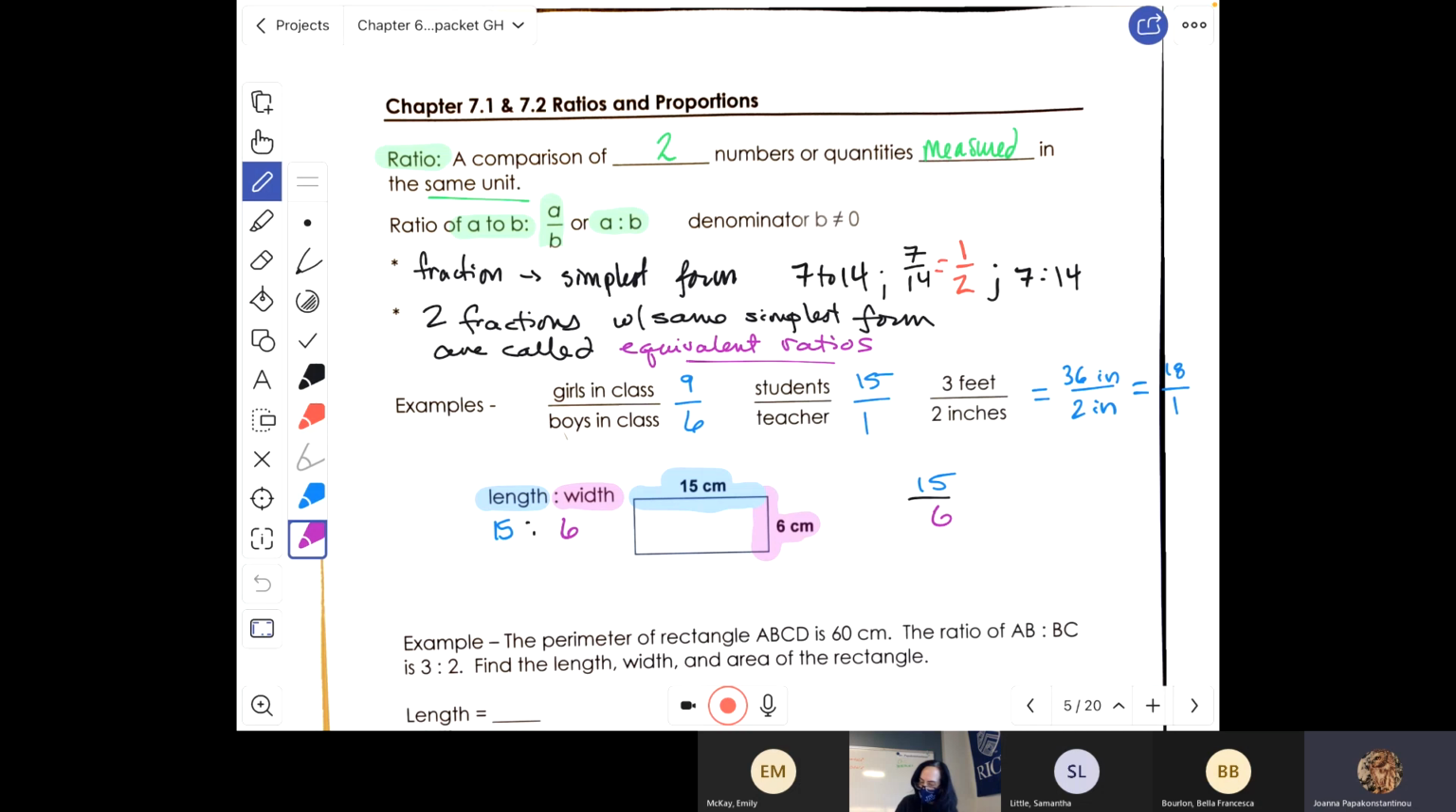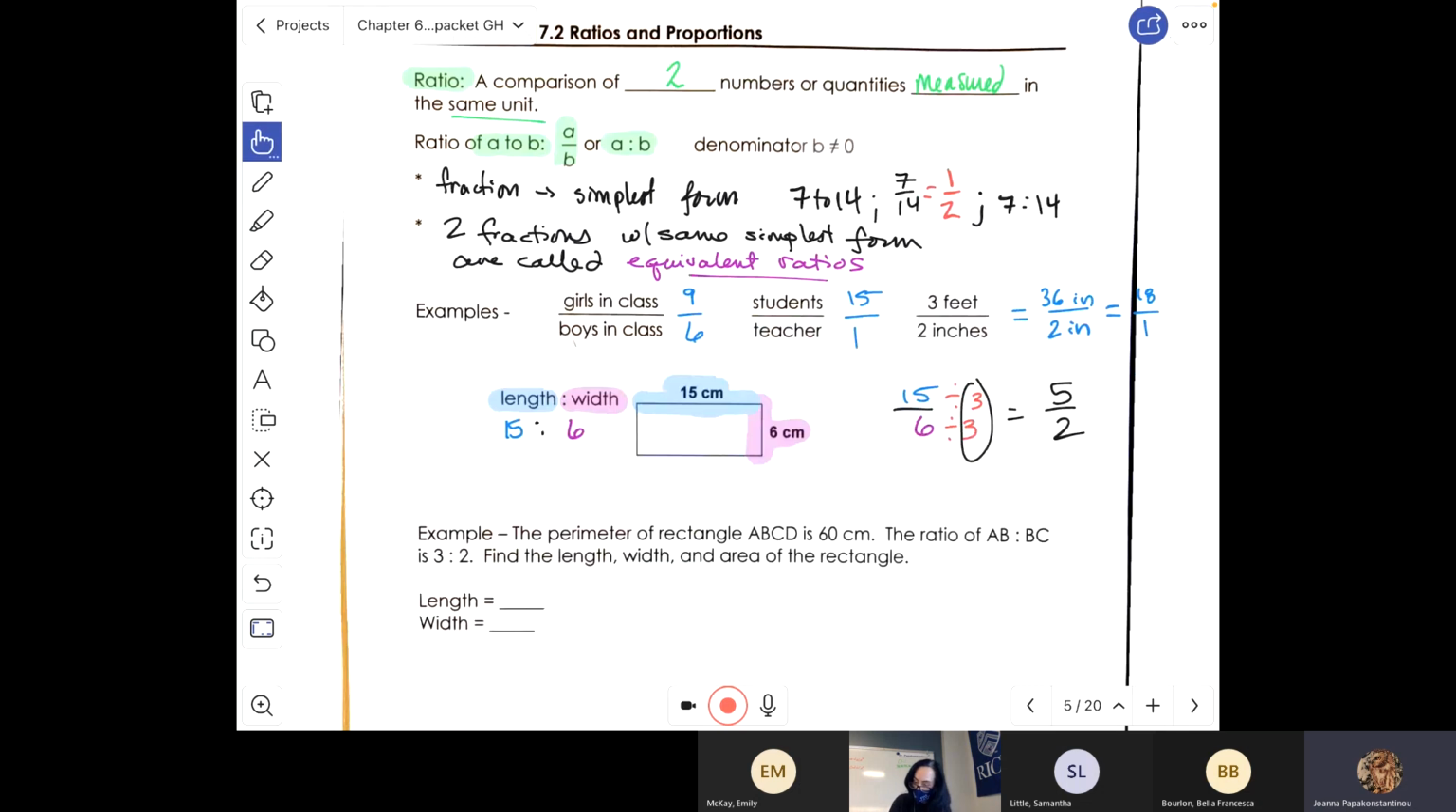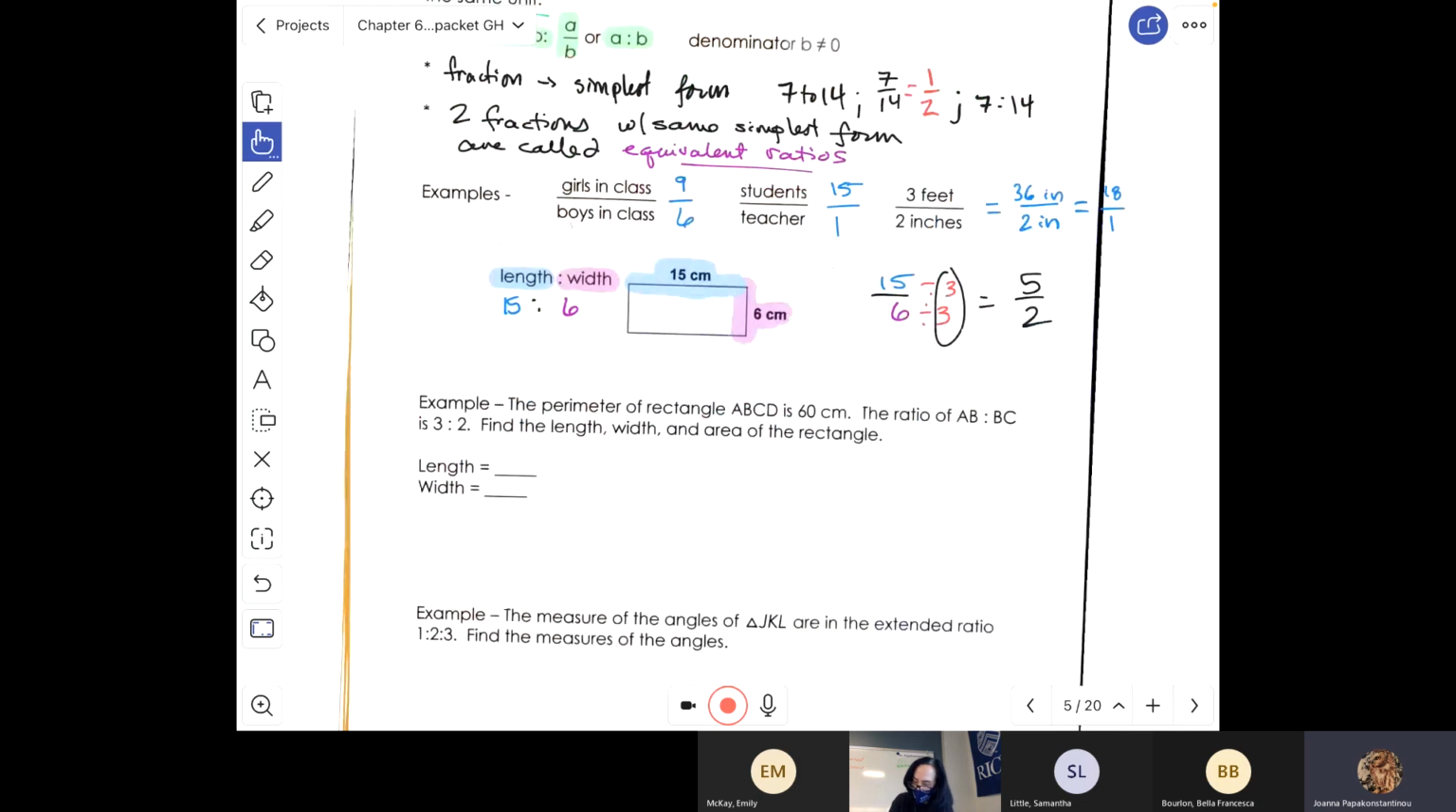Is that simplified? No. What is the numerator and denominator divisible by? I can divide each of them by 3. And remember, to keep it an equivalent ratio, equivalent fraction, I have to do the same thing to the numerator as the denominator. Because this is like 1, right? 3 over 3 is just 1. So if I simplify this, what am I going to get? In simplified form, it would be 5 over 2. Good. Simple. Right? Let's look at another example, but they get a little bit more interesting.